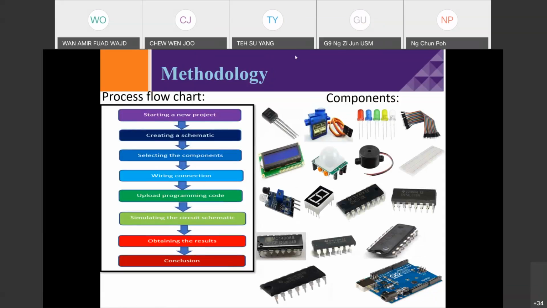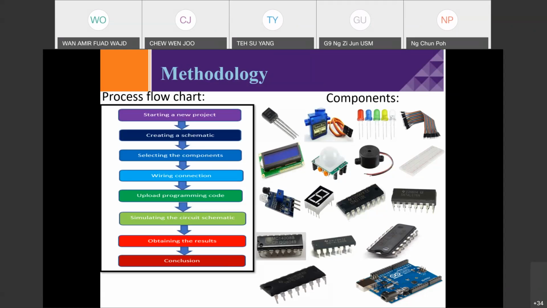So now we're going to talk about the methodology. In this mini project, we are using the Proteus 8 Professional simulation software to obtain our results. For security measures, PIR sensors, temperature sensors, and smoke detectors are used. In addition, there are also other components such as the servo motors, LED, jumper wire, breadboard, 7-segment display, JK flip-flop, AND gates, OR gates, and adder, and also the BCD to 7-segment display encoders.